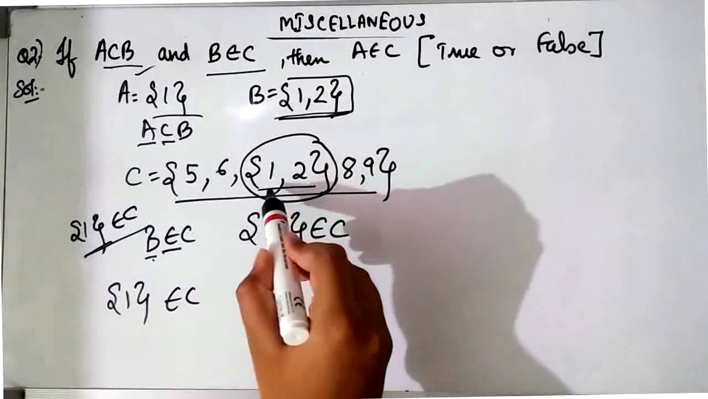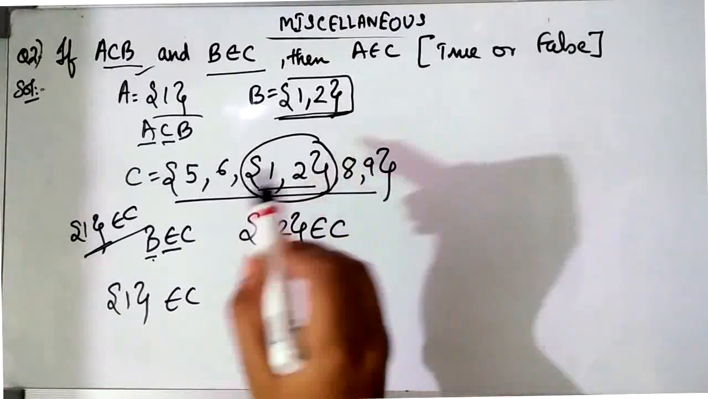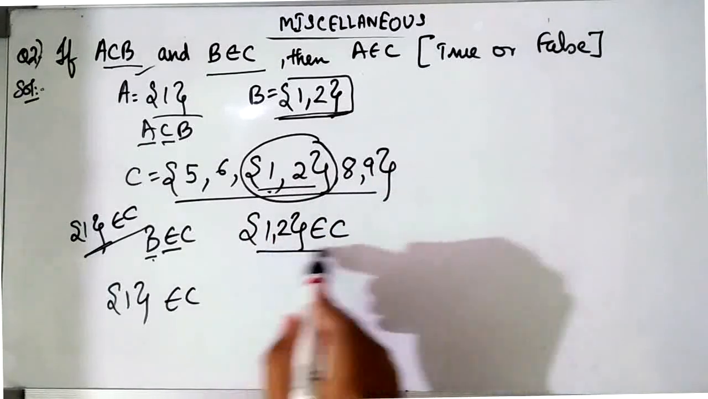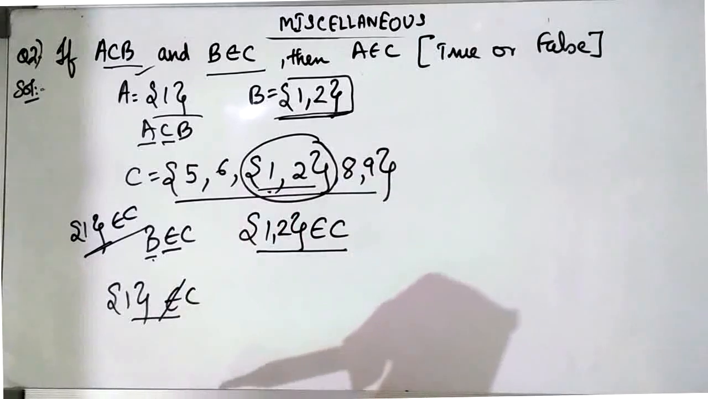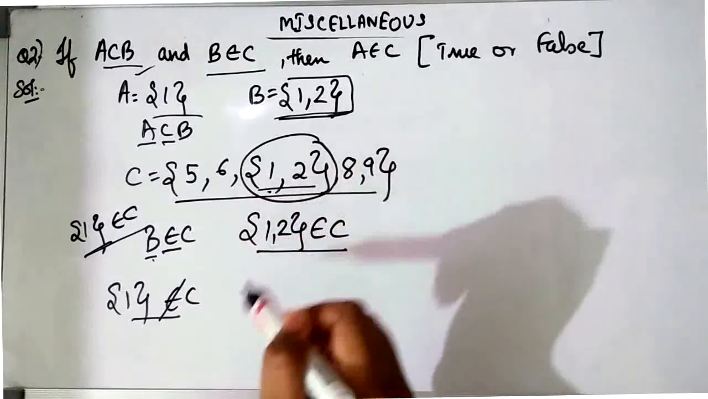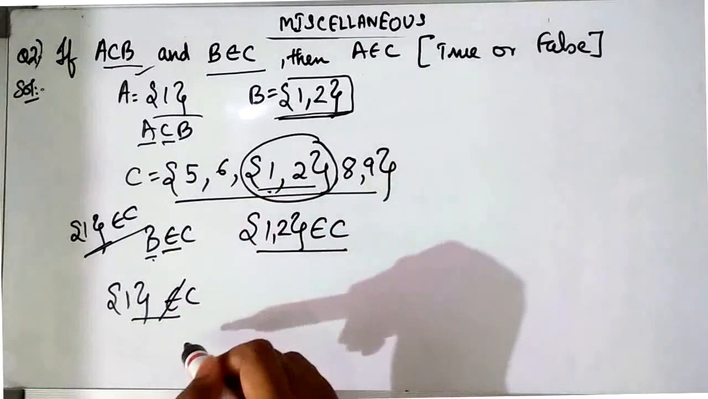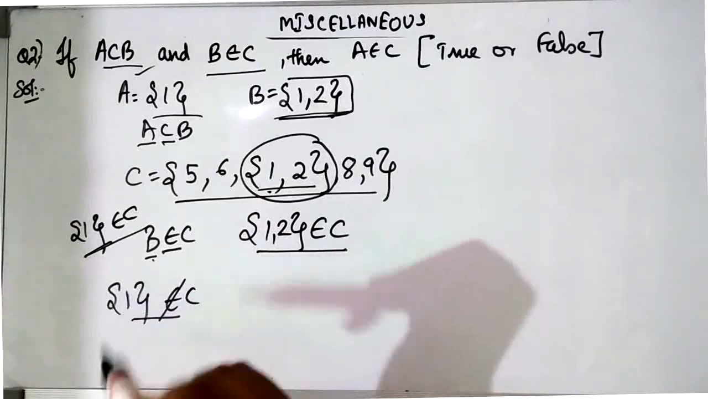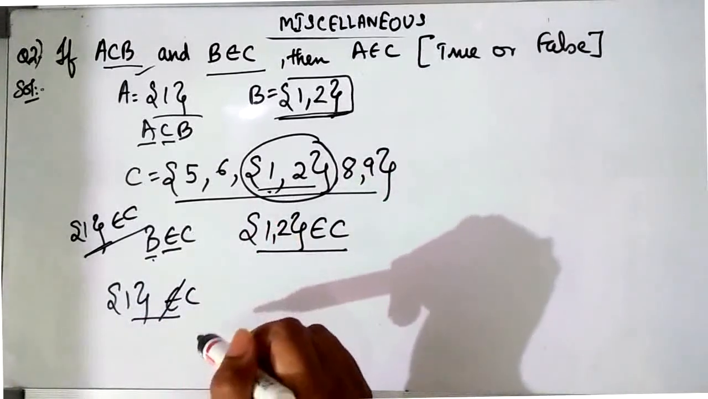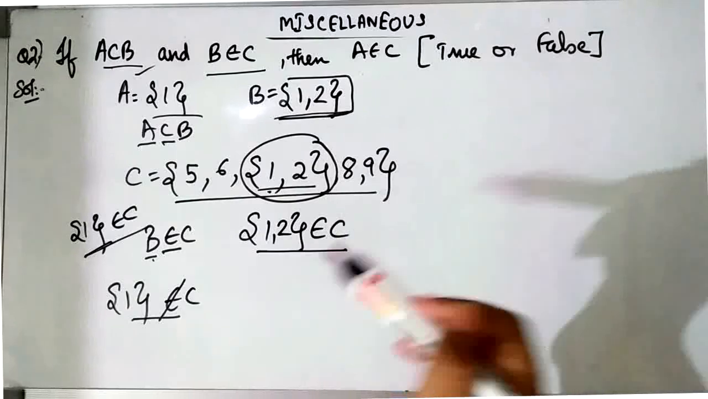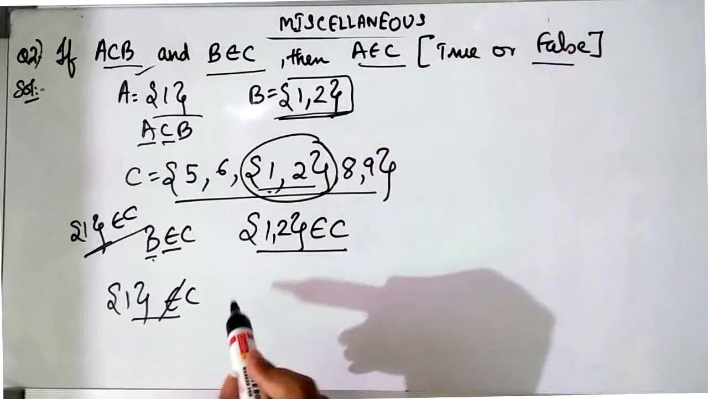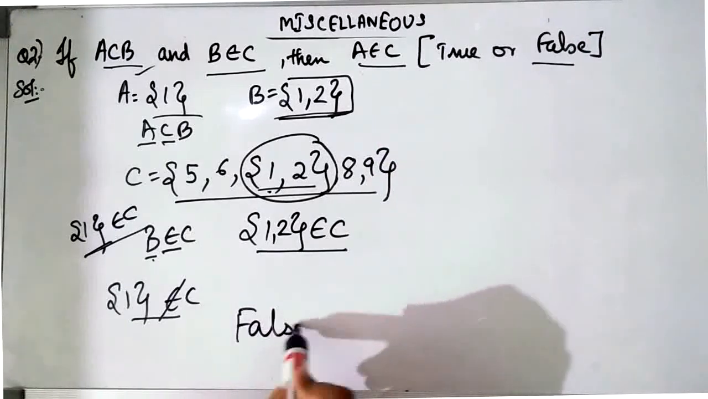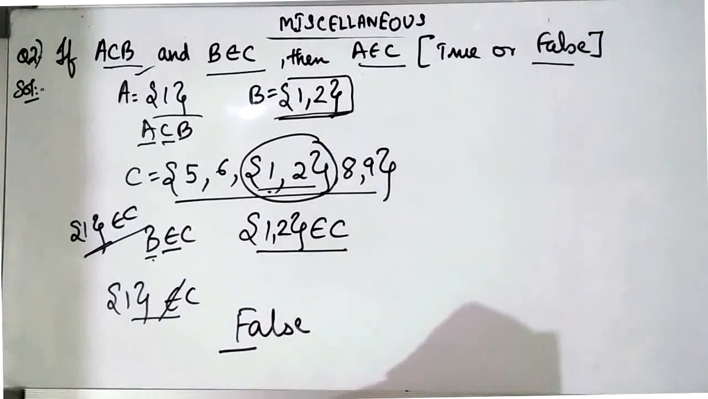But if we check here, 1 along with 2 is together making one element. So this will be true, but 1 alone does not belong to set C. Because this along with 2 is one element, so this alone cannot belong to set C. If this would have been an independent element, then it would have belonged to set C. So with this we can say that this statement, what they are saying, is false. So our final answer is that this statement, what they have said, is not true, it's false.